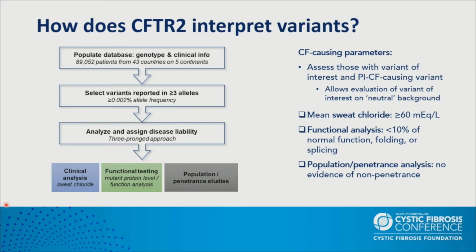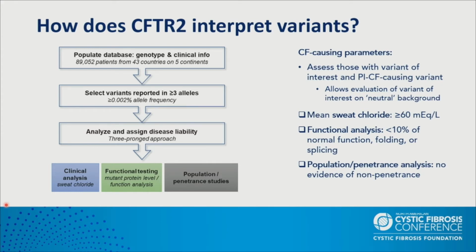So how do we get to these names in CFTR2? I'm going to fly through our process because I'm happy to go into it in more detail later, just in the interest of time. First thing we do is populate our very large database of 90,000 or so individuals with CF, figure out how to prioritize the genotypes and the variants listed in order of frequency, and then we use three different methods of interpreting things. Clinical data from people carrying a variant of interest, functional testing of that variant in a laboratory, and then population and penetrance studies, assessing how many people in the general population might have one of these variants and do or don't have CF.